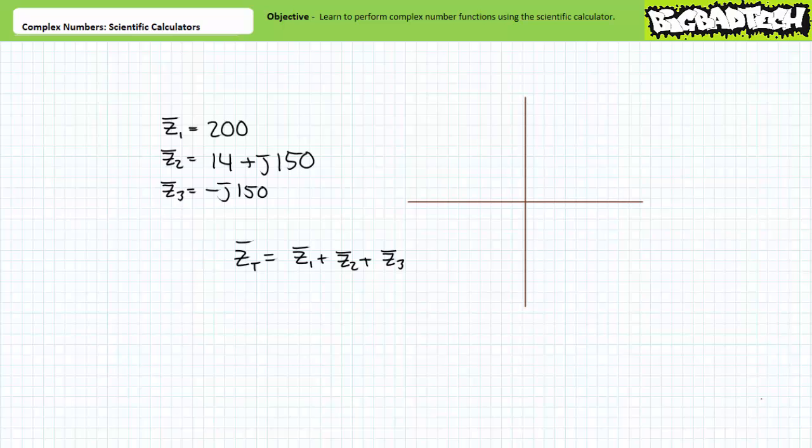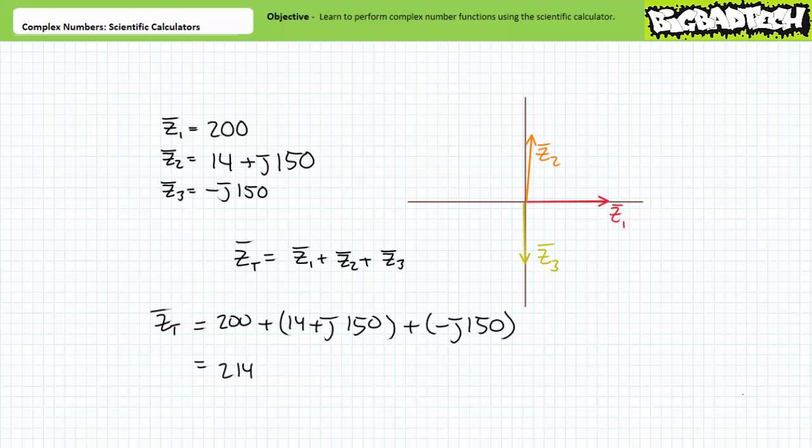Consider this seemingly odd scenario. Z1 expressed in rectangular format has a value of 200. It's entirely in the real horizontal plane and contains no vertical imaginary component. Z2 expressed in rectangular format has a value of 14 plus j150. It does contain a comparatively tiny real component. However, most of it is a positive vertical imaginary component. Z3 expressed in rectangular format has a value of negative j150. It contains no real component, and all of it is a negative vertical imaginary component.